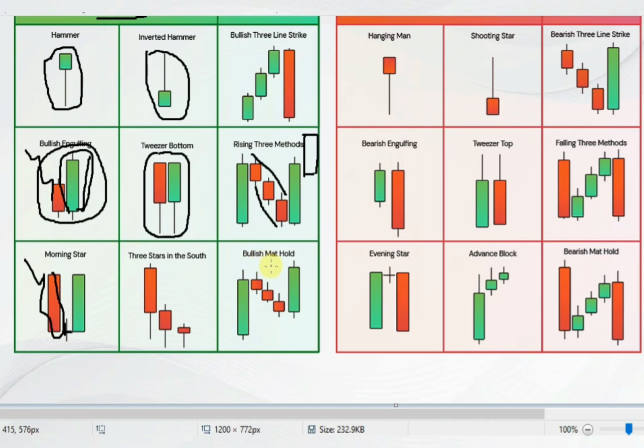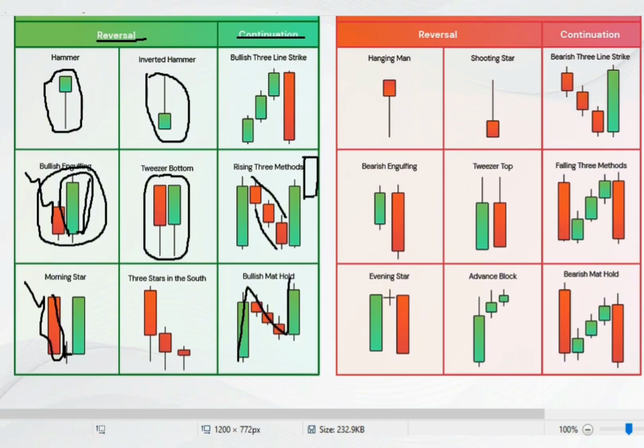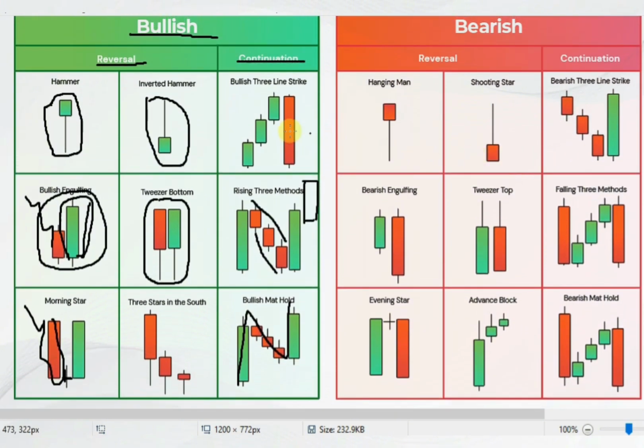So we have the bullish mat hold, which means that it sees an uptrend. You see the market came to the upside, retraced back to the downside a little, and then still going to the upside. Okay, so I hope this is understandable. All right, also this one is for an uptrend. Sorry, this one is for a downtrend. It's a continuation pattern. The market is coming from the downside, and then retraced back to the upside a little bit, and now going back to the downside.